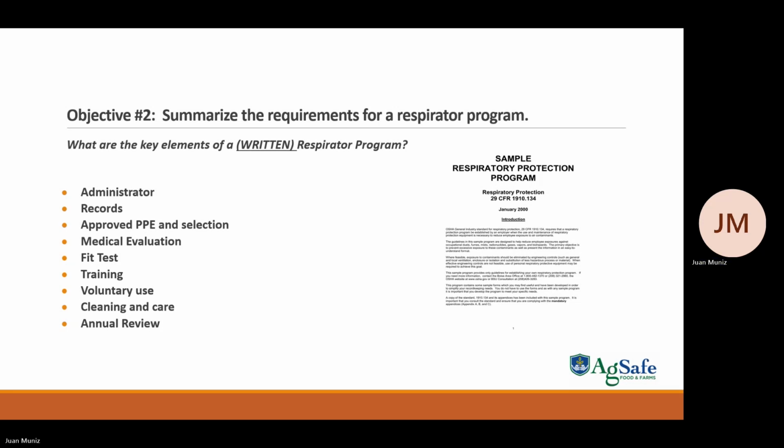So one of the first requirements for a respirator program is that it must be in writing. And then you have the requirements for selecting a responsible party to administer the program or the plan. That administrator must maintain records. There must be approved PPE information and how to select it.